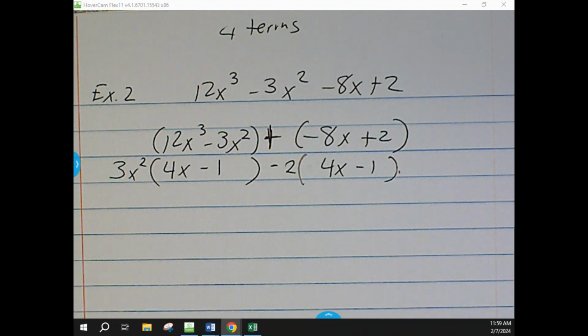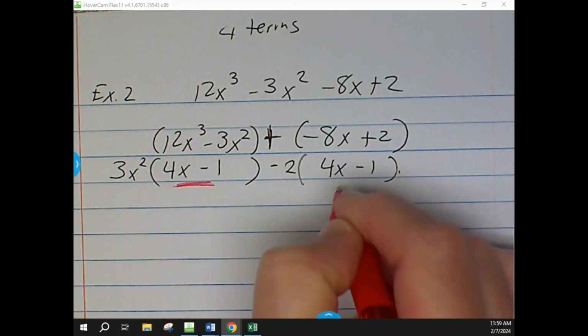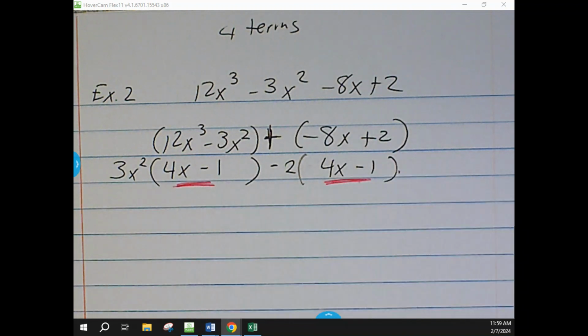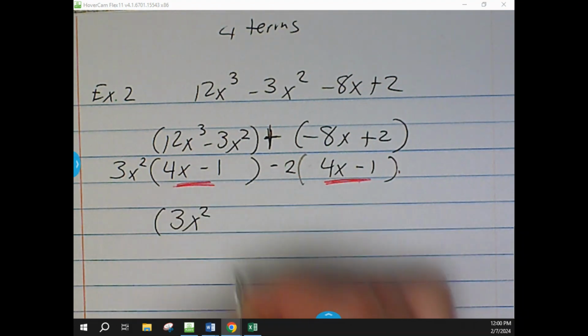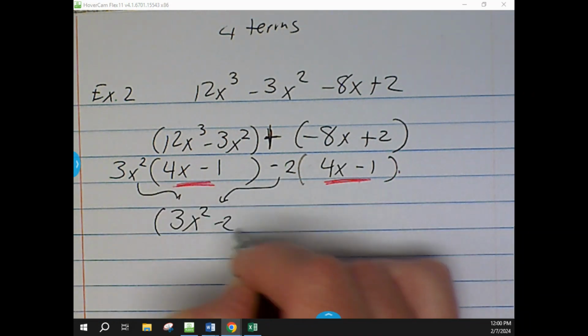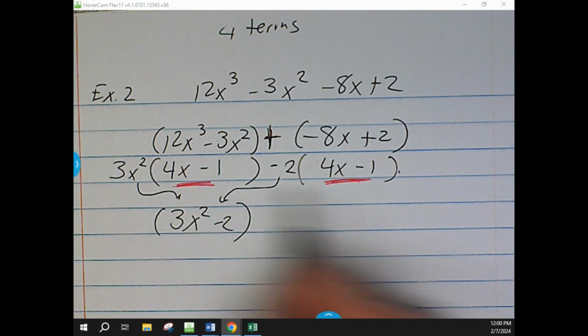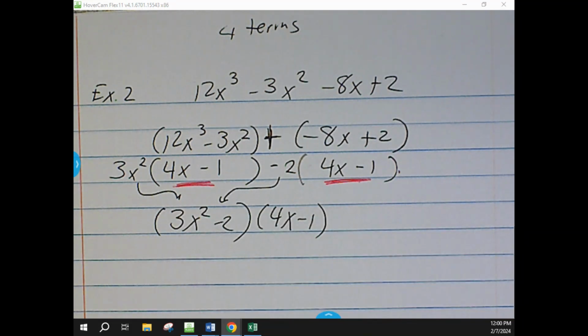All right. So there's your built-in check. You got 4x minus 1 here. You got 4x minus 1 here. They're both the same, so we're good. So then the final answer would just be 3x squared minus 2. And then this thing just falls in behind it to make it 4x minus 1.